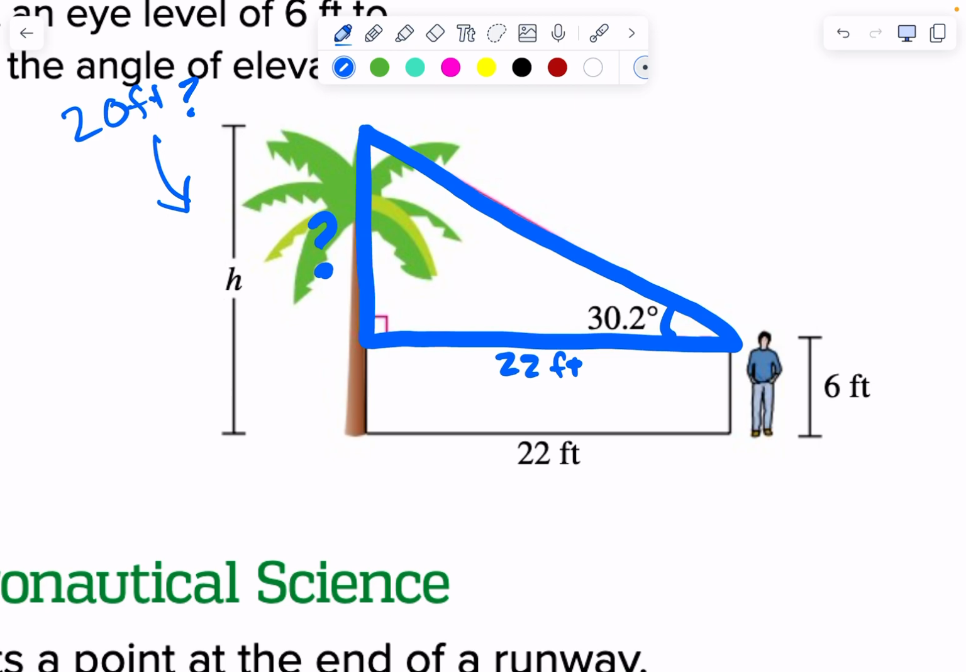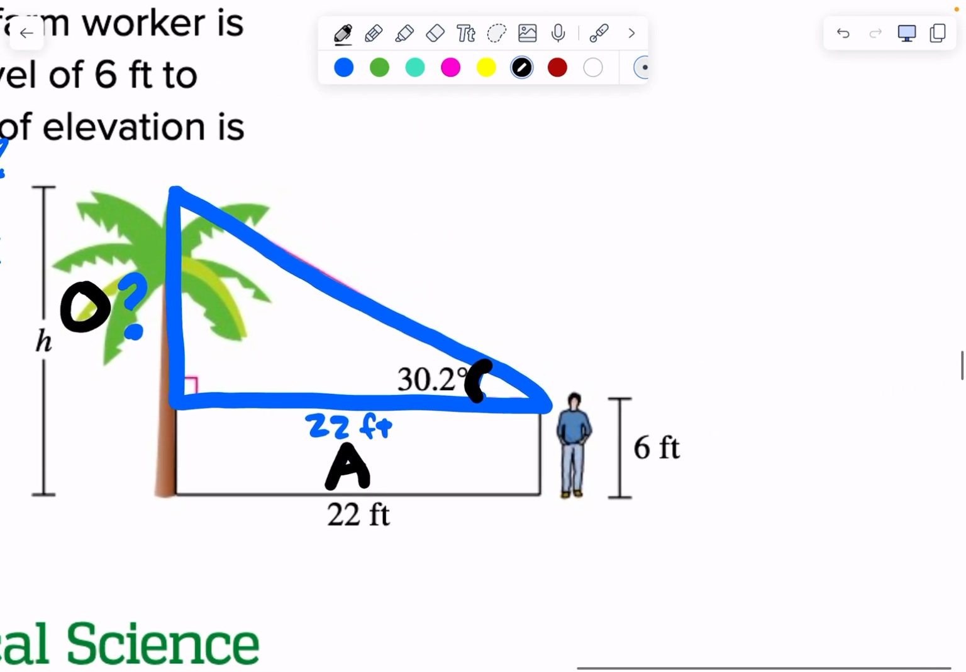We have to use SOHCAHTOA, right? Okay? So in particular, the angle that I have is 30.2. The question mark is the opposite side, yeah? What about 22? That is the adjacent side. So which trig function are you going to use? Tangent. What goes inside of tangent? 30.2. Do we remember this from algebra? Right? Equals. We don't know what this is, so let's call it x. Tangent is opposite over adjacent. So does the x go on the top or the bottom?